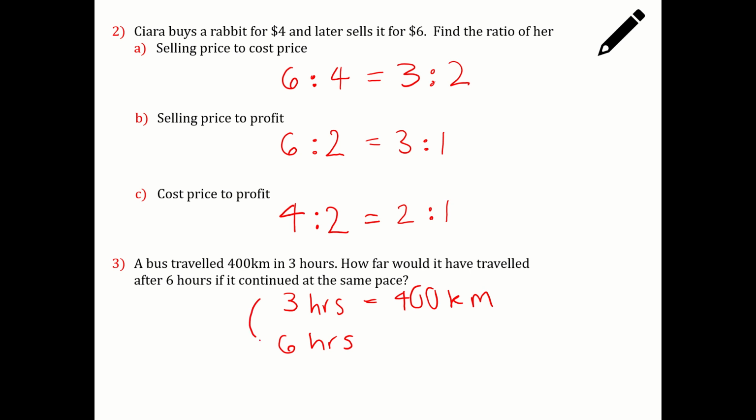So if I think about it, to get from here to here, I have timesed by 2. So to get from here to here, I also need to times by 2. So that would give me 800 kilometres. Okay, so that's the answer for that one.